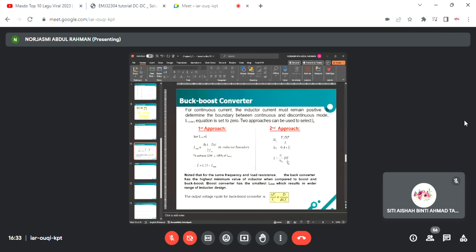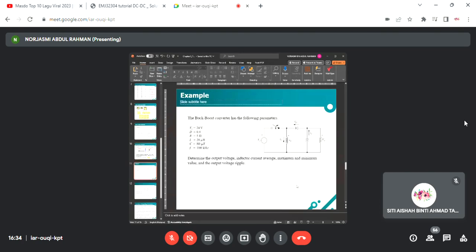And the output voltage ripple of the buck boost converter is given by delta V0 over V0 equal to D divided by RC times the switching frequency. Right, so this is the ripple voltage at the capacitor. Right, let's take a look at an example.